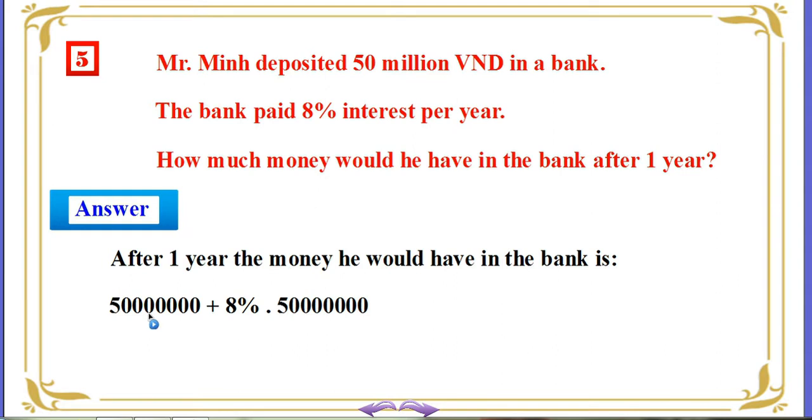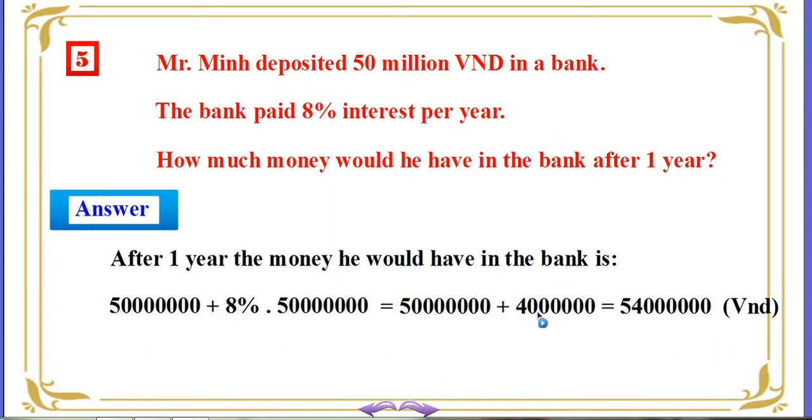This is the deposit, and the interest you find out by taking 8% multiplied with the deposit, and you have this is the interest. So the interest is 4 million Vietnam dong. And so with the deposit and the interest, after 1 year he has 54 million Vietnam dong. We go to exercise 6.